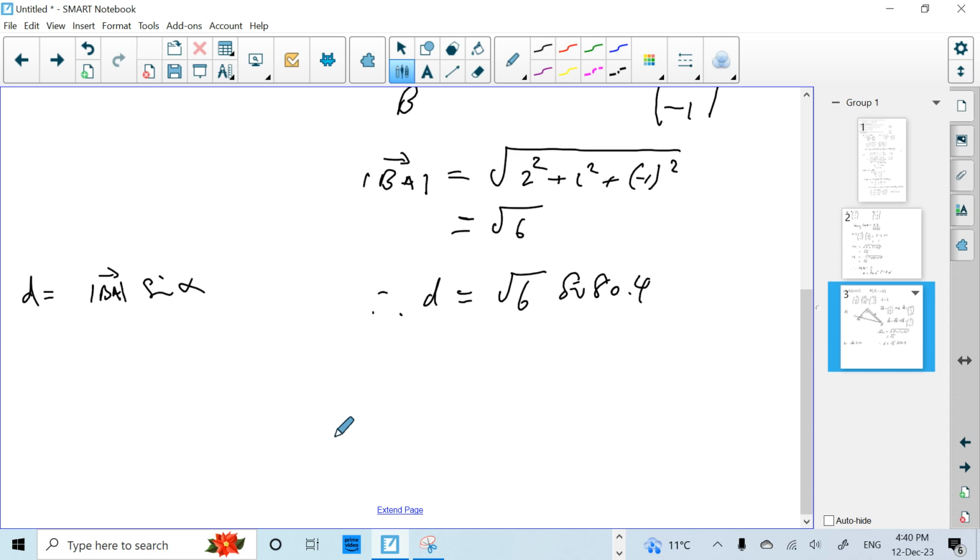So that will give us the root of 6 times the sine of 80.4. That gives us 2.42. So D is equal to 2.42, because I think they want 3 sig fig. And that's it for 14 marks.